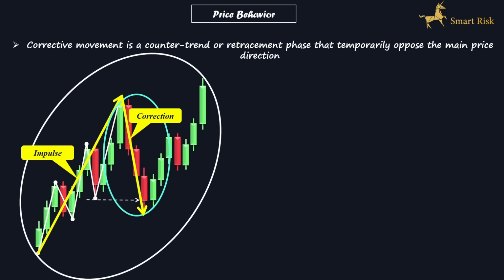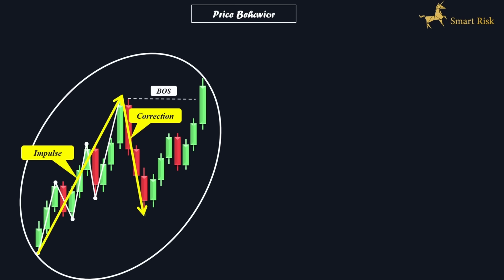Subsequently, we see that the price has pushed to the upside and eventually has broken out the latest swing high. Hence, we consider that as a continuation movement.